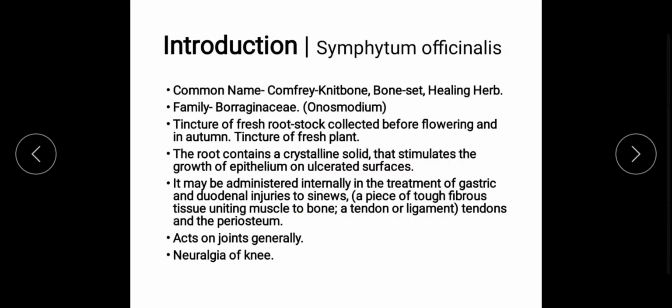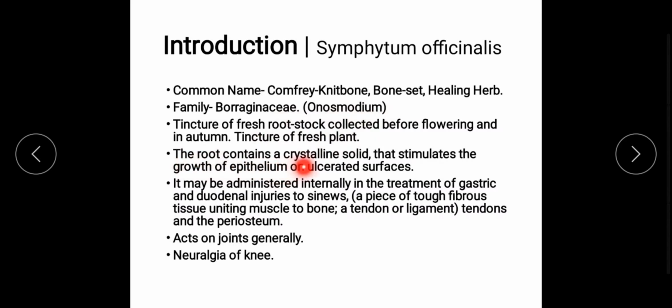Introduction. The common name of Symphytum is comfrey or knit bone. It is also known as bone set, and Symphytum belongs to the family Boraginaceae. Another remedy of the Boraginaceae family is Onosmodium. The tincture of the fresh rootstock, collected before flowering and in autumn, is used. The tincture of the fresh plant of Symphytum is used.